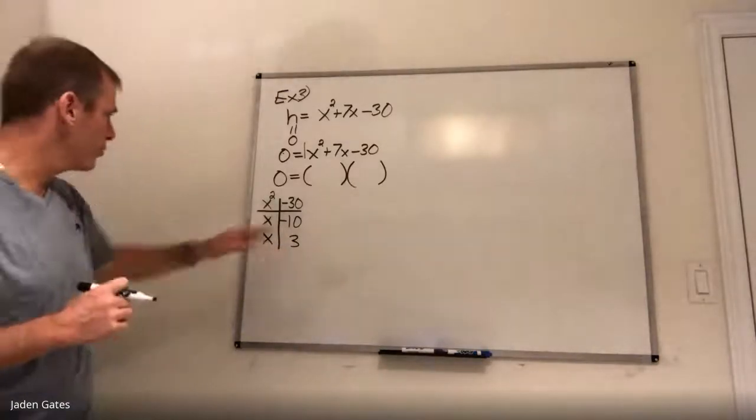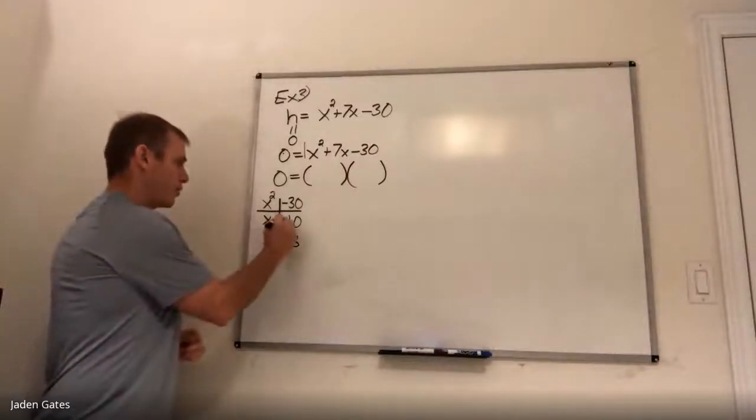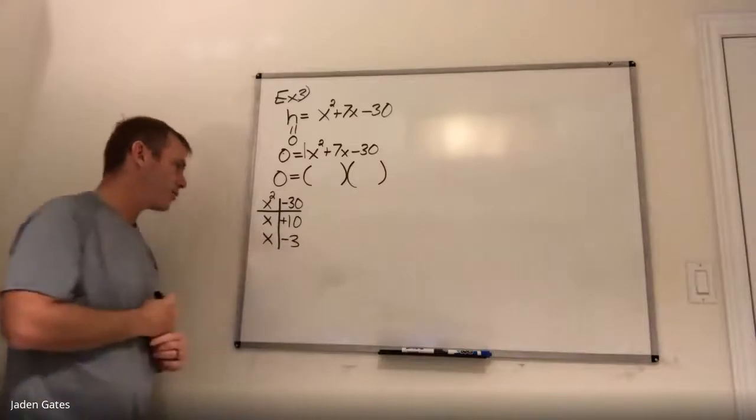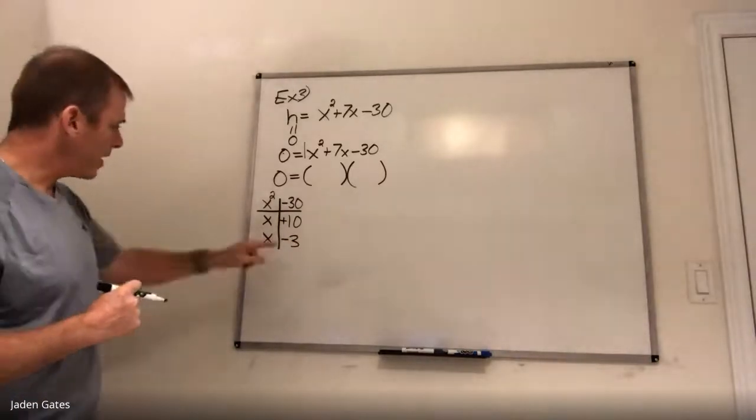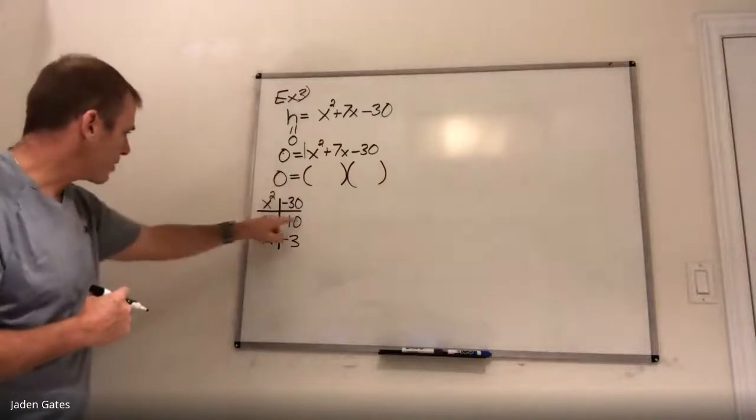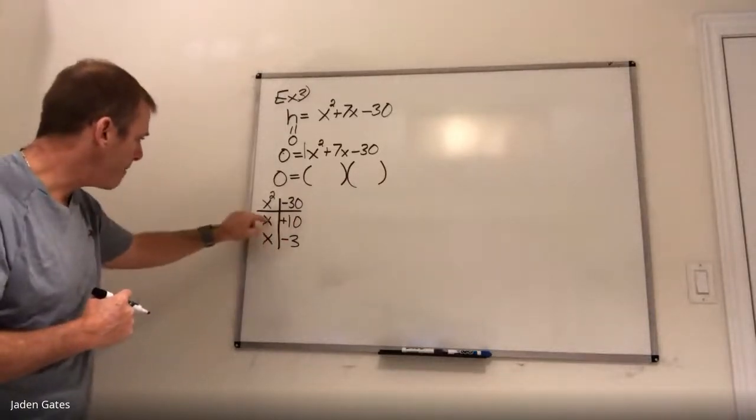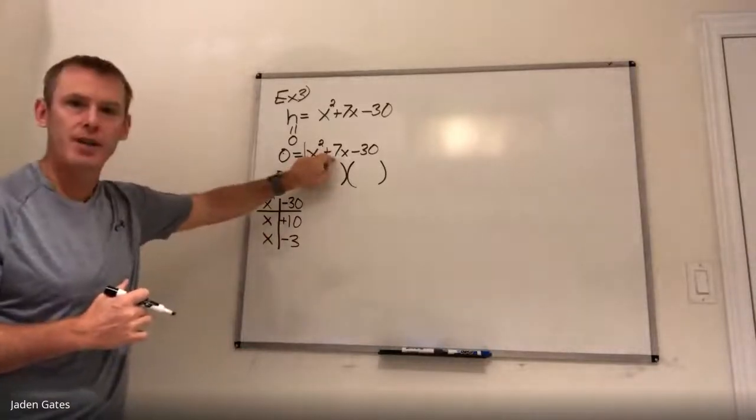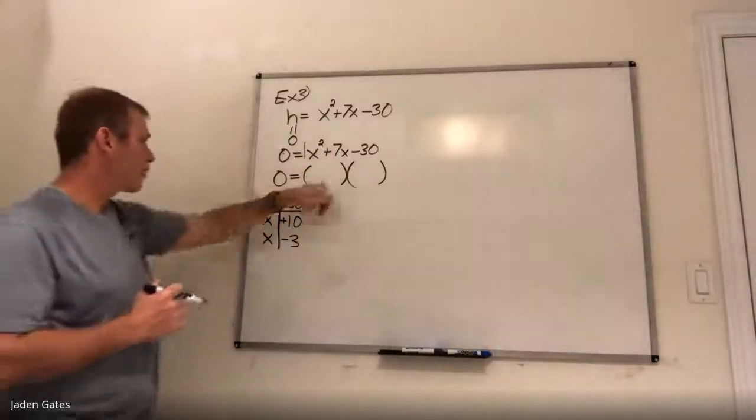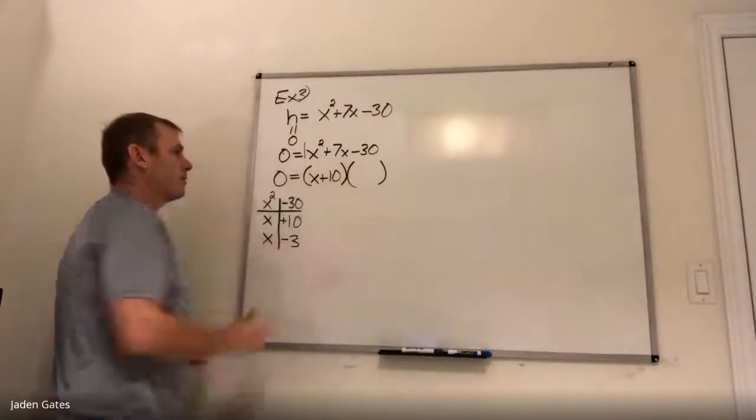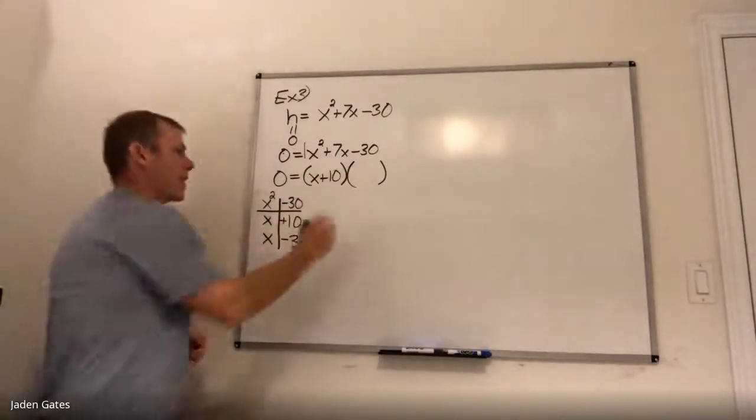So here's what I'm going to do. I'm going to switch this negative 10 to a positive 10, and now make this a minus 3. And so again, minus 3 times 10 is negative 30. Crisscross. Now I got 10x minus 3x. Bingo. I have my middle term, my 7x. And so my first term here is an x plus 10. And my second term is going to be an x minus 3.